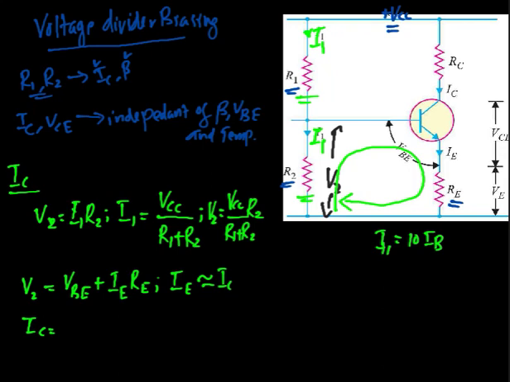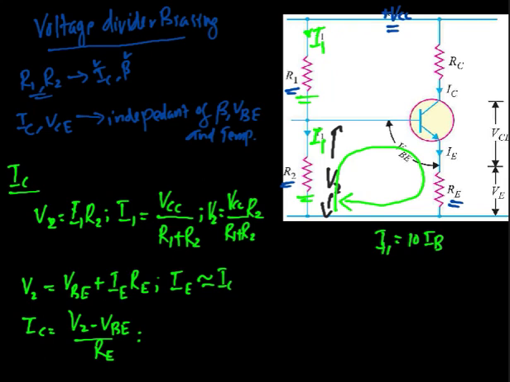IC is equal to V2 minus VBE divided by RE. I am replacing this IE by IC and rearranging the equation. From this equation we can say that IC depends on V2, and V2 depends only on the values of VCC and R1 and R2. They are the parameters which we are applying to the circuit.